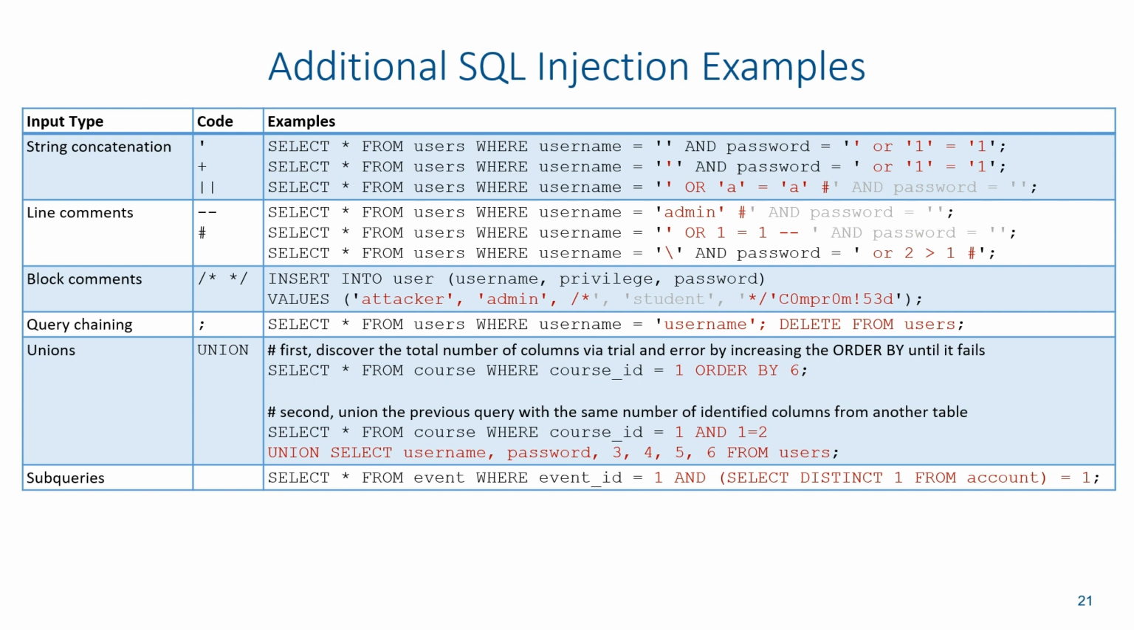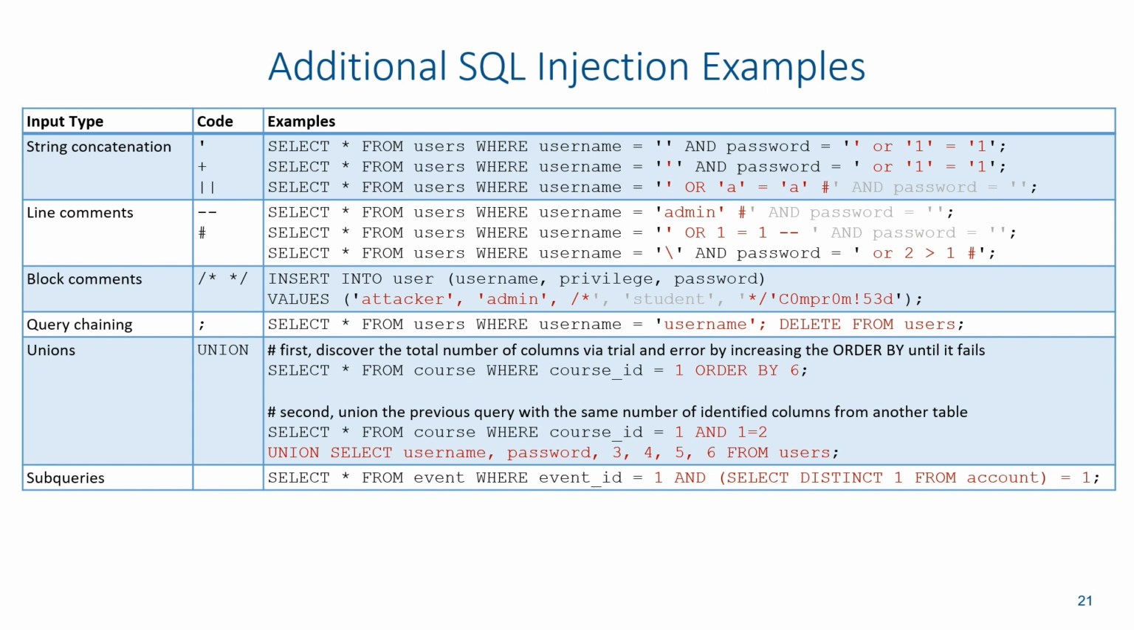I can do query chaining, which we talked about, where I just add a semicolon. And in this case, I add a quote before the semicolon because I'm dealing with a string, and then delete from users. You could also incorporate unions to be able to find out more information. For example, I can first discover the total number of columns via trial and error by using order by. So I say select star from course where the course ID equals 1, and then order by 6. And if I get results, we know that at least 6 columns are returned. And then I could do 7. And if it fails, we know that 7 columns aren't returned.